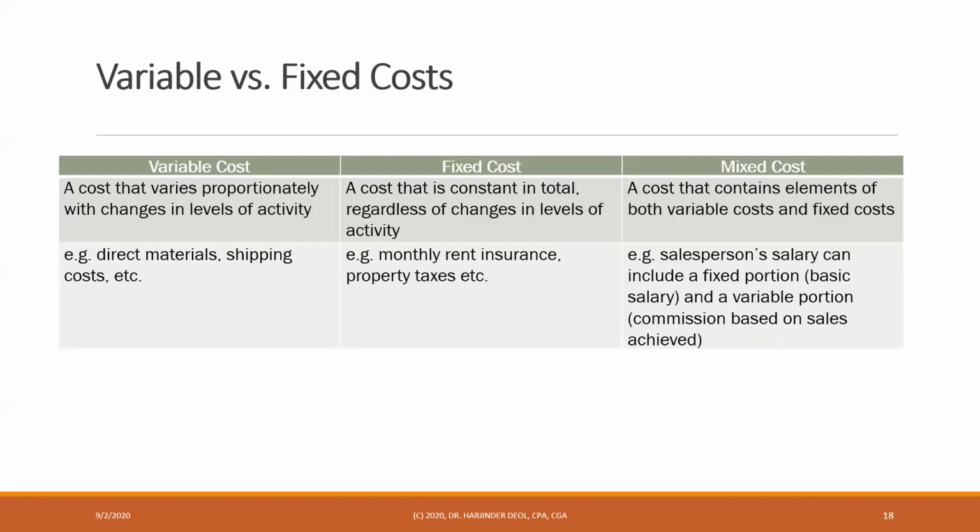So an example of that could be that a salesperson, their salary has a fixed portion, a basic salary, and a variable portion which consists of commissions based on sales achieved. So that could be an example of a mixed cost. Sometimes utilities costs tend to be mixed in nature. We will learn more about mixed costs and how to separate them into the fixed cost portion and the variable portion later in chapter 3.